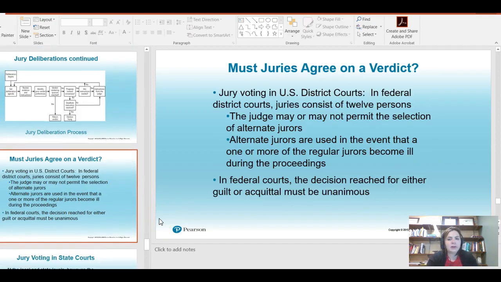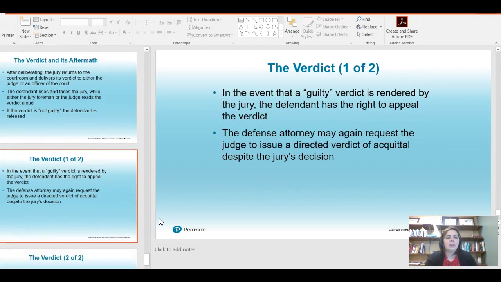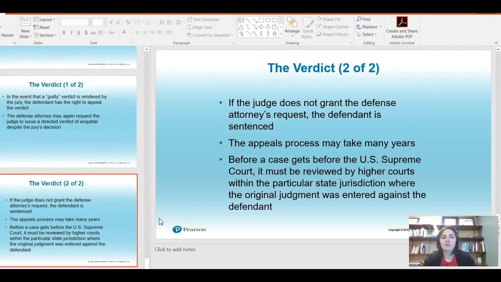And we'll go ahead and note in some areas that jurors do not need to be unanimous. In other places they do. It depends on where you are. So in the event that a guilty verdict is issued, then the defense will ask for the judge to set the verdict aside. That really doesn't happen very often. And after that, we would move to sentencing.